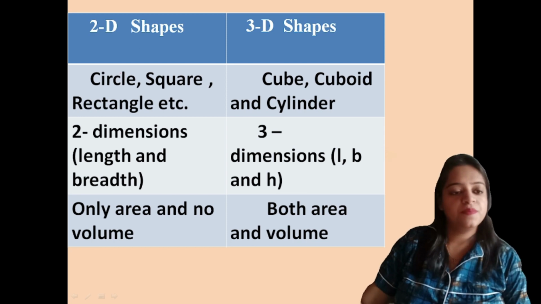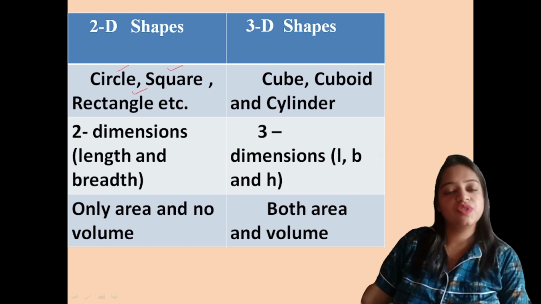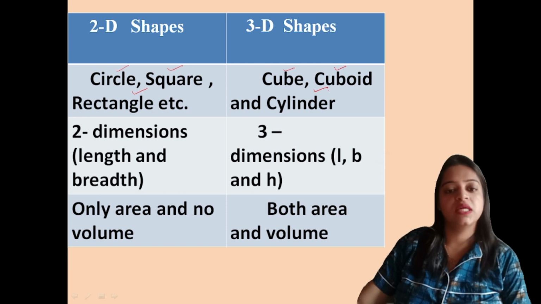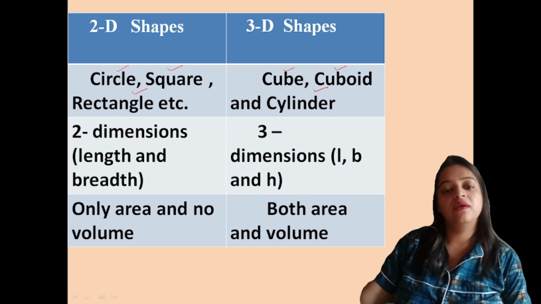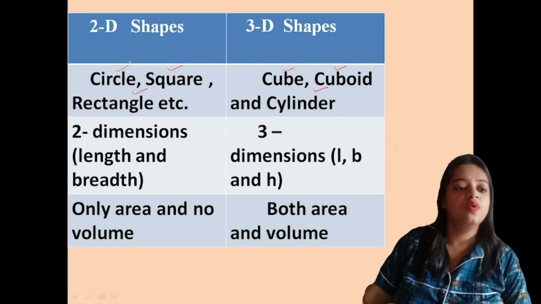In 2D shapes we have circle, square, rectangle, etc. And these are all the shapes which you have done till your class 7. Their perimeter and area you have already done. In 3D shapes we have cube, cuboid and cylinder as per your class 8, right? In class 9 and 10 you will be dealing with cone also, sphere and hemisphere, which are also 3D shapes, right? So what is the difference between these 2D and 3D shapes?